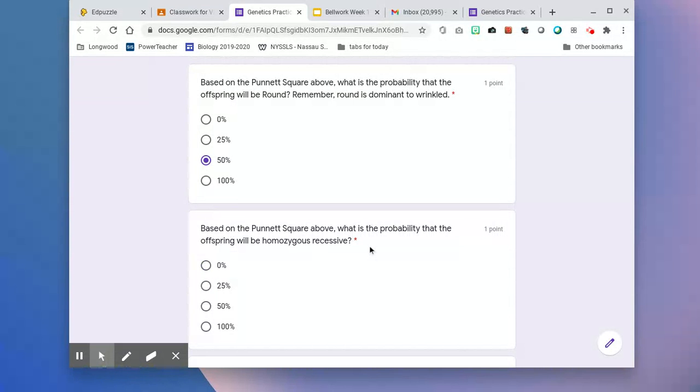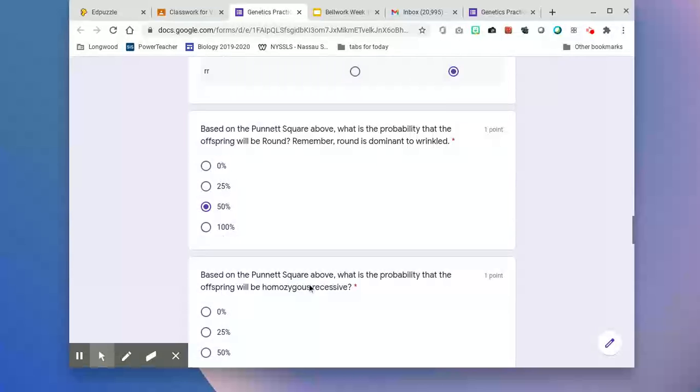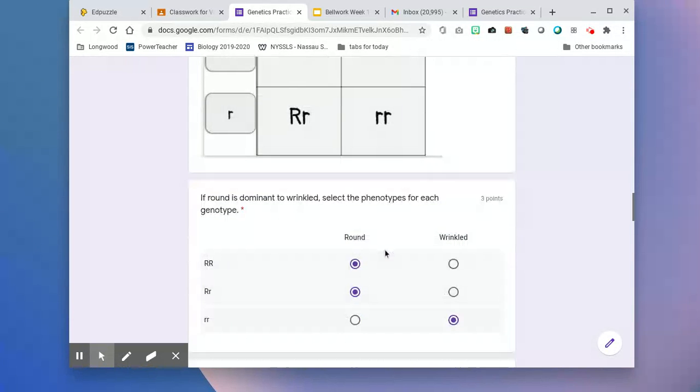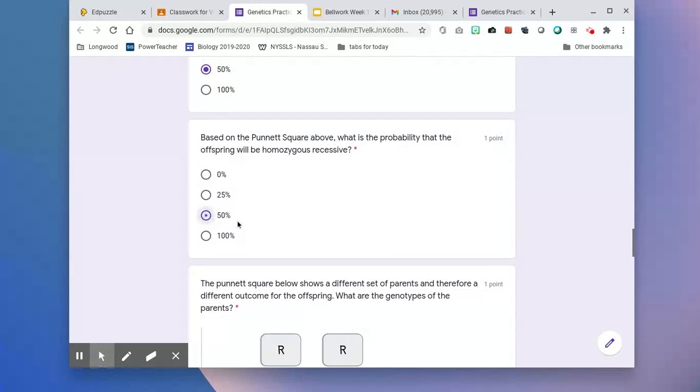Looking again, what's the probability that the offspring will be homozygous recessive? So hopefully you have figured out that homozygous means same, recessive means lowercase. So the answer would have to reflect a genotype of little r, little r. So let's go back and remember it's only in here. Do not count this one. This is the parent. We only count in the box for the offspring. So I have a 25% here and a 25% here. So that is 50% again.